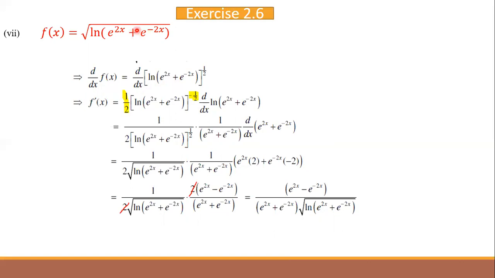As we know that value of the square root is 1 by 2. And we also know that according to power rule, the power comes to the first, 1 is subtracted from the power, and derivative without power. Here power is 1 by 2, 1 by 2 log of e raised to power 2x plus e raised to power minus 2x. Power is 1 by 2, 1 by 2 minus 1 is minus 1 by 2, and derivative without power.